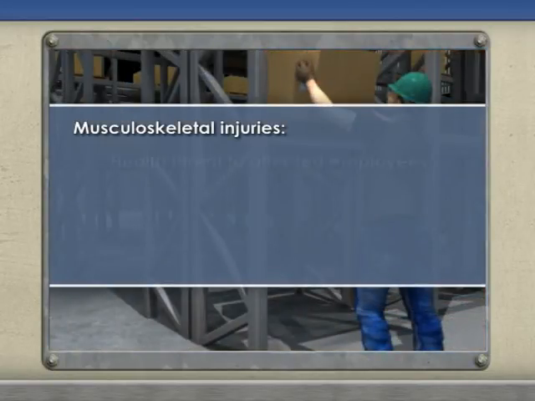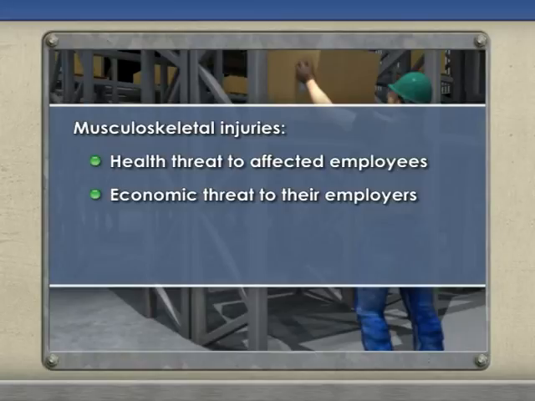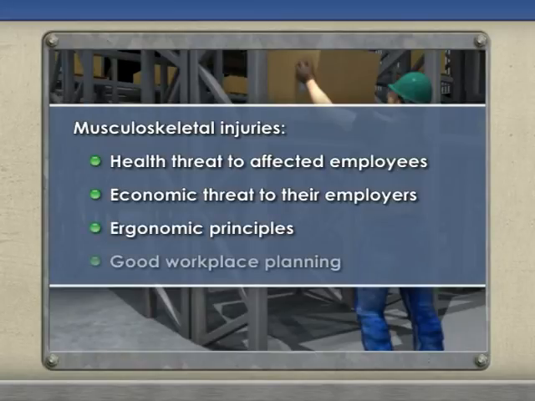Musculoskeletal injuries present a health threat to affected employees and pose an economic threat to their employers. Fortunately, the use of ergonomic principles and good workplace planning can significantly reduce those risks.